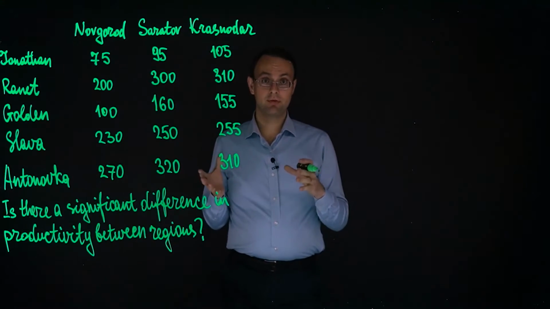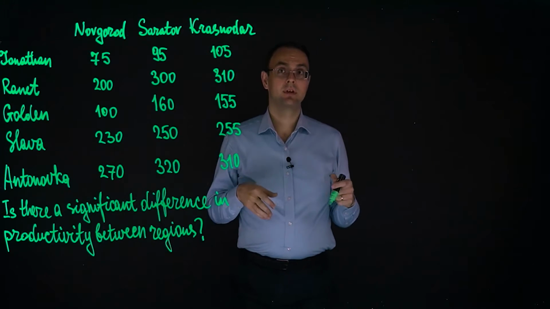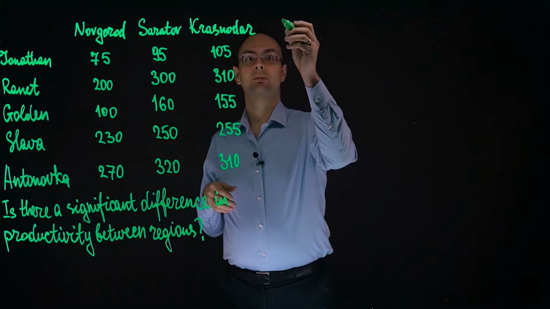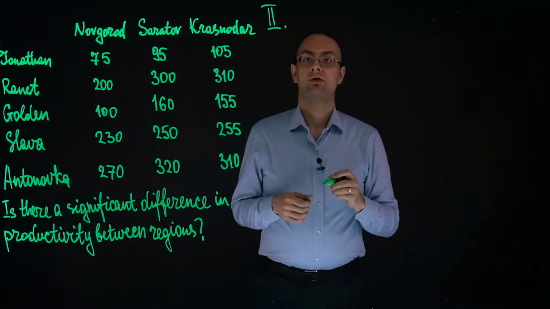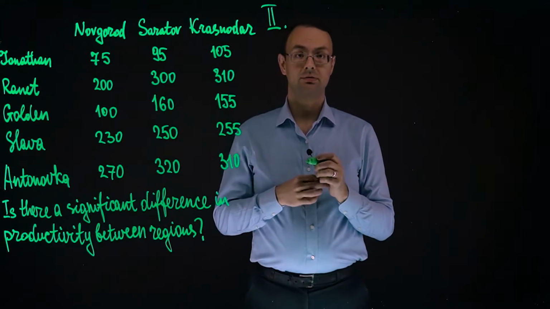Now, let's solve the same example without this assumption on normality of our observations. So let's use Friedman's test.